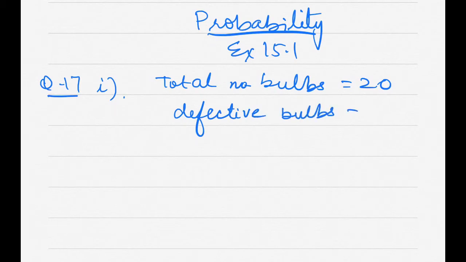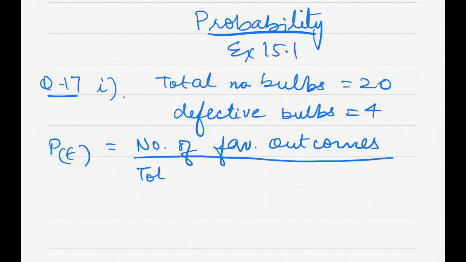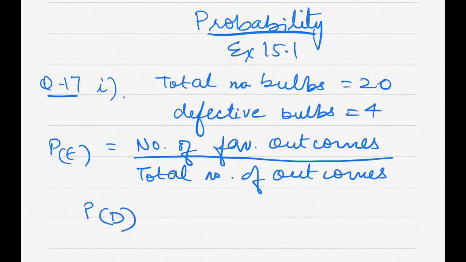Again we write down the formula: the probability of an event is the number of favorable outcomes divided by the total number of outcomes. They are asking the probability that this bulb is defective. So the probability of getting a defective bulb will be 4 out of 20. So 1 by 5. That will be my answer.